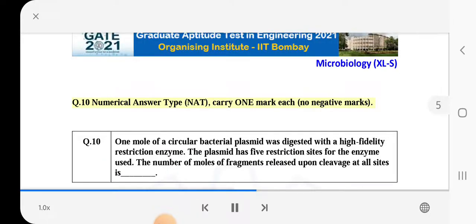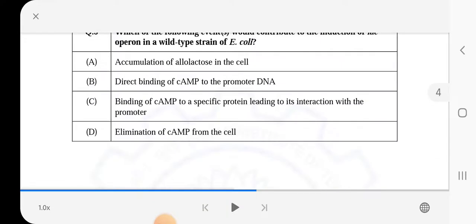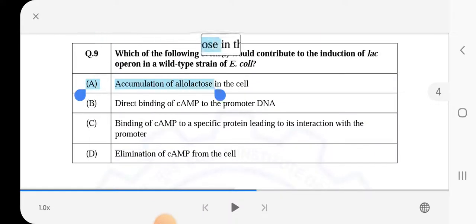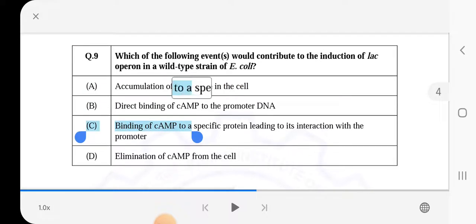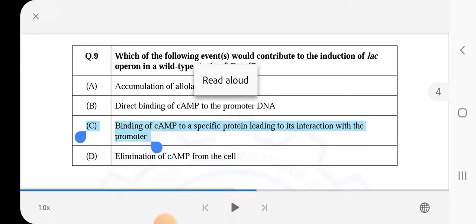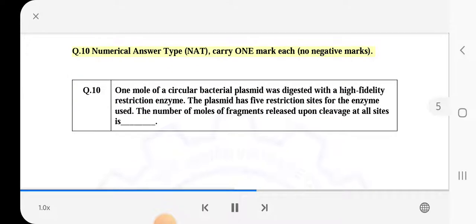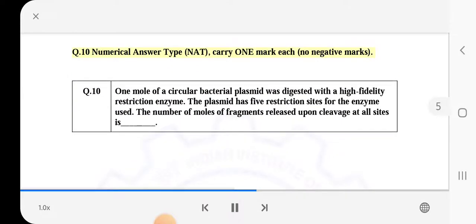Q.10 to Q.10 Numerical answer type, NAT, carry 1 mark each, no negative marks. Q.10 1 mole of a circular bacterial plasmid was digested with a high-fidelity restriction enzyme. The plasmid has 5 restriction sites for the enzyme used. The number of moles of fragments released upon cleavage at all sites is blank.